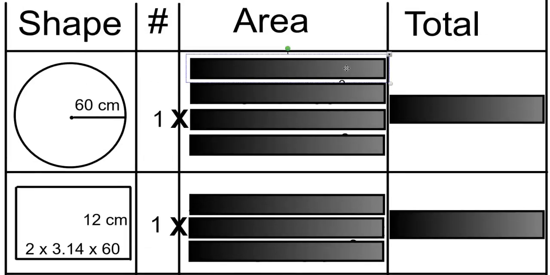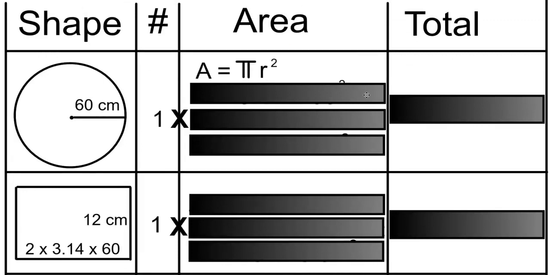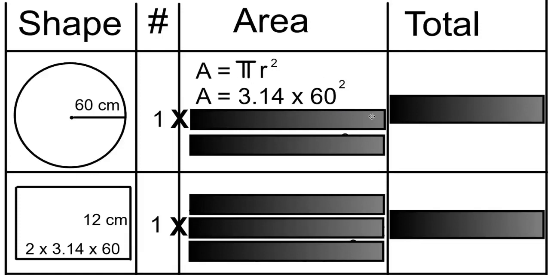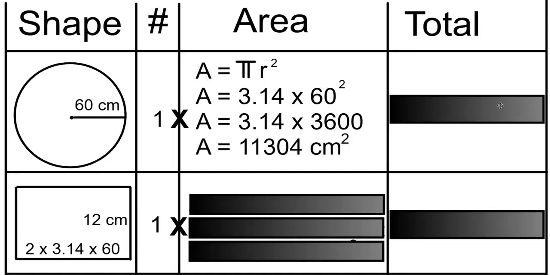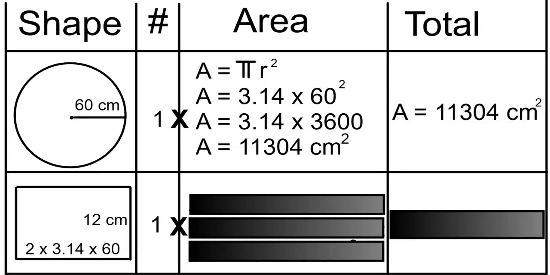We'll now solve for the area of our shapes. For the circle, its area is equal to pi times radius squared. Area equals 3.14 times 60 squared. 60 squared is 3,600. Multiply that by 3.14, and you get 11,304 centimeters squared.